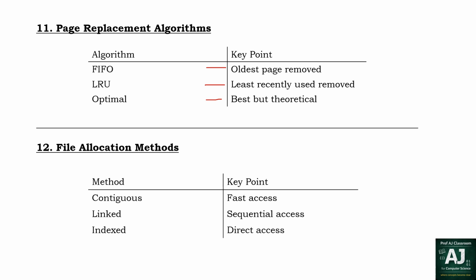Next, file allocation methods. The methods are contiguous, linked, and index. Contiguous gives fast access, linked gives sequential access, and index gives direct access.